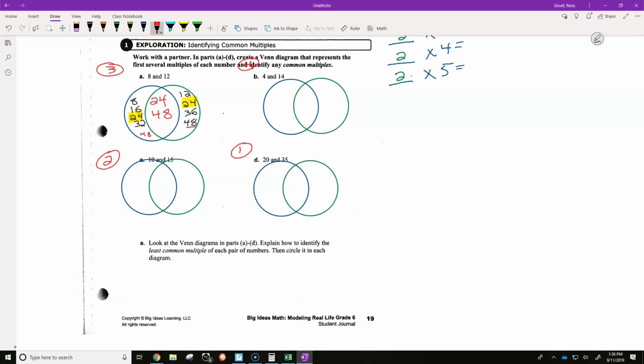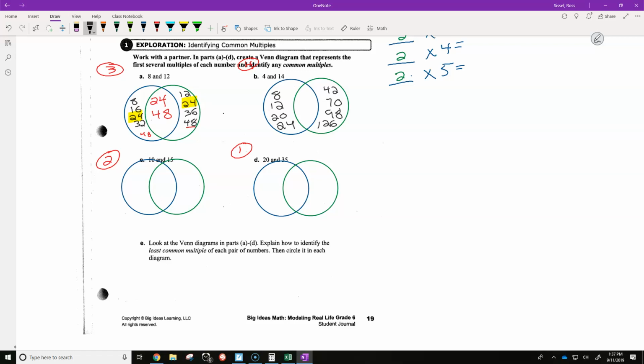What were my multiples of 4, Mason? 8, 12, 20, 24. How about for 14? Peter? 42, 70, 98, and 126.